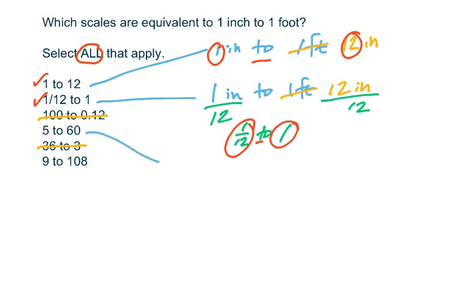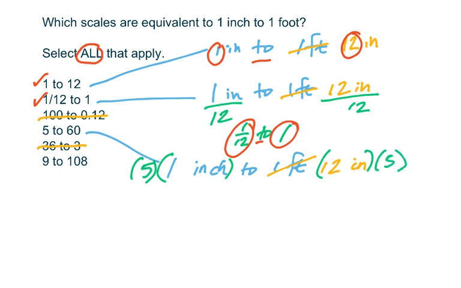For the third, I will start again 1 inch to 1 foot. And it does seem to work in this case for me to replace the 1 foot with 12 inches. And this time I'll be multiplying both of these values by 5. So that gives me 5 inches to 5 times 12 is 60. So here again, I see 5 to 60, and I'm matching the relationship.